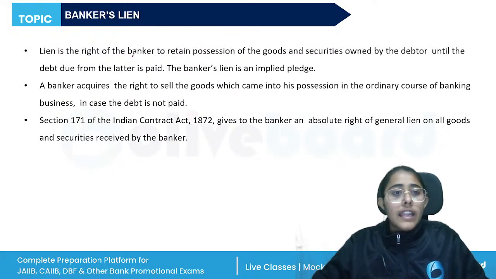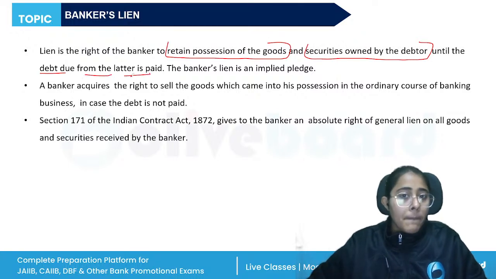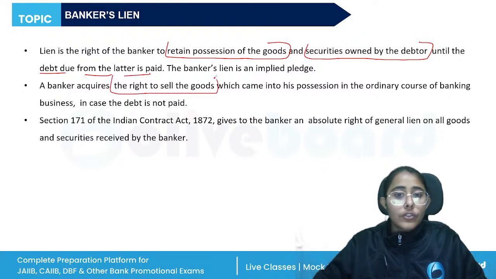Banker's lien is the right of the banker to retain possession of the goods and securities owned by the debtor until a debt due from the latter is paid. So it is an implied pledge. Basically, the banker acquires the right to sell the goods which came into his possession in the ordinary course of business in case a debt is not paid.